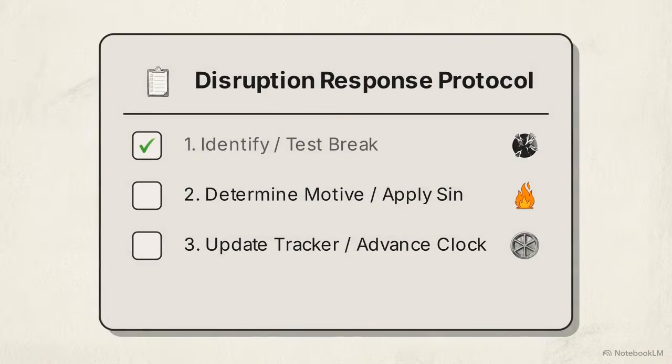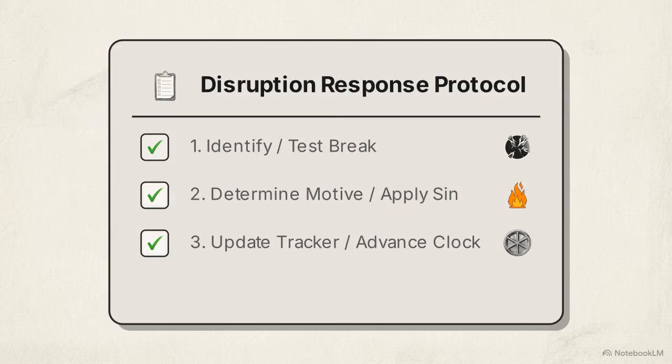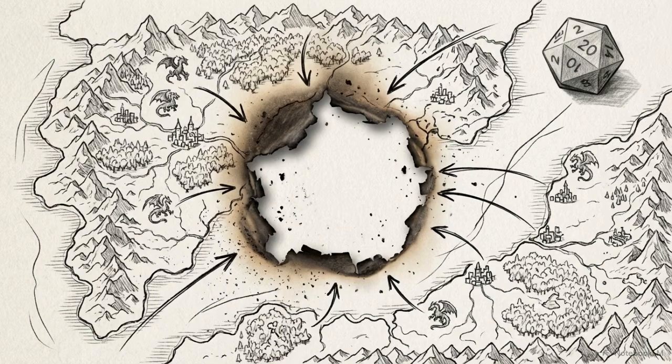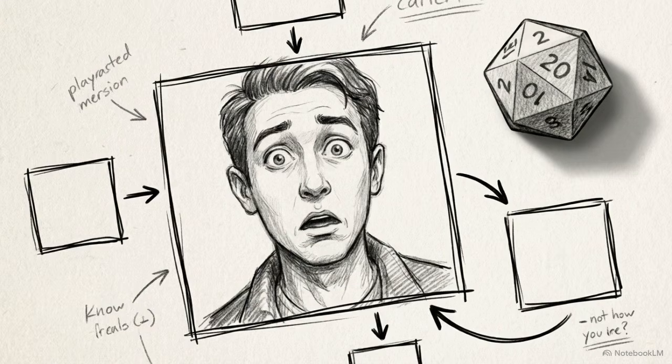Returning to the checklist, we check off Apply Sin and Advance Visible Clock. The villain's new motive and the world's direct response are now locked in. By replacing a shattered plan with a compulsive, highly visible consequence, the game world feels dangerously alive. It proves to the players that the environment reacts to them instantly.